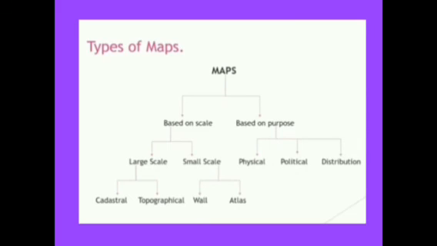To make it easy, I have done this diagram of the different types of maps. So easily you can make out maps are divided into 2, based on scale and based on purpose. Again based on scale, 2 types, large scale and small scale. Again in large scale, cadastral and topographical, and in small scale, wall and atlas. Whereas based on purpose, once again it is divided into 3 types. They are physical, political and distribution. I hope you understood, students.